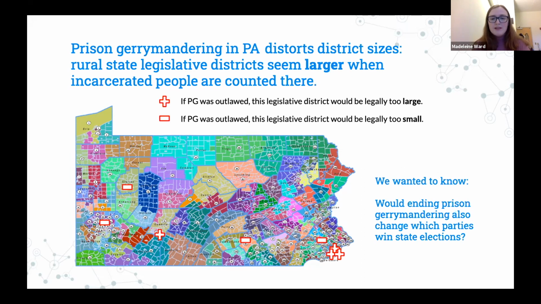And so those 3 pluses that you see there at the bottom are for Philadelphia. Like I said, that's where the vast majority of incarcerated people come from. So you would expect that if prison gerrymandering was outlawed, Philadelphia County and the region surrounding it would get a lot more political power, which we suspected. So we wanted to know whether outlawing prison gerrymandering would also change which parties win state elections because of the political power of the rural counties leaning more Republican. And so we suspected that maybe it would go a little bit more blue if prison gerrymandering were to end.